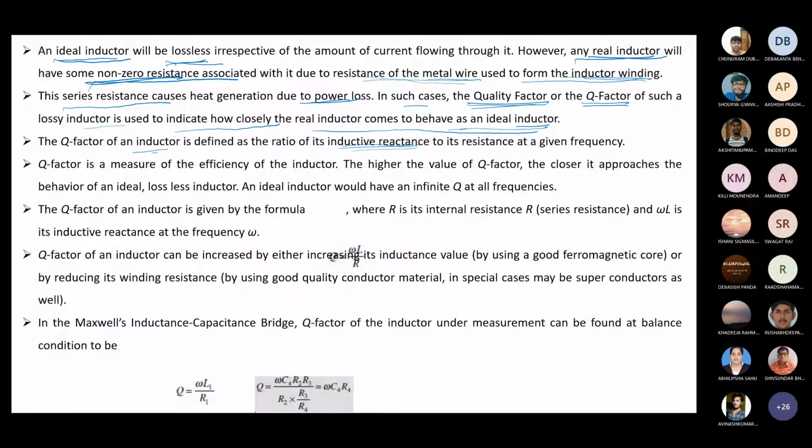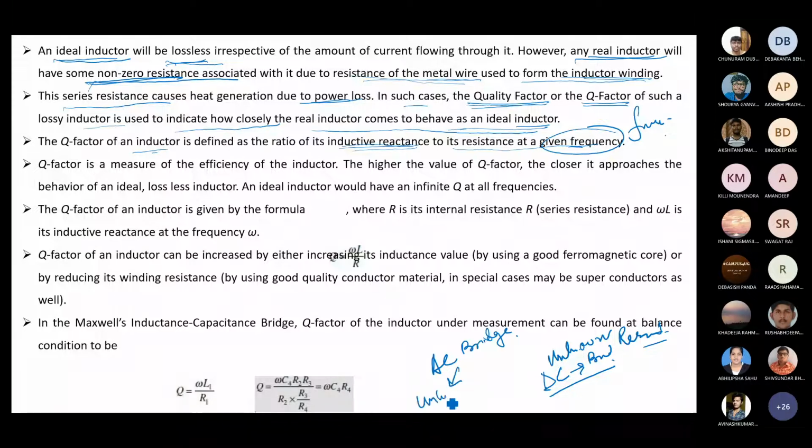The ratio of that inductive reactance registers given frequency. Definitely, the frequency is another important issue. I have discussed the Wheatstone bridge, which we normally use for measurement of unknown resistance. That was a DC bridge, but here we are using an AC bridge for measurement of unknown L, C and sometimes frequency.